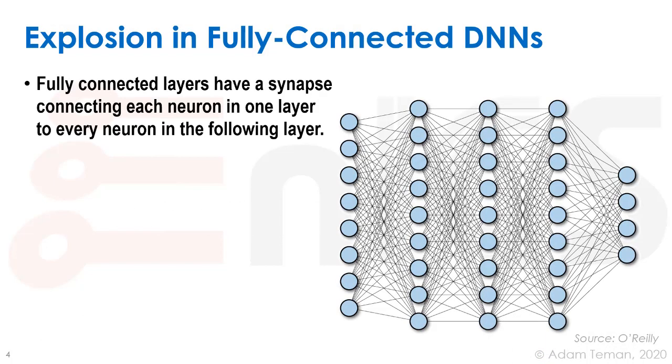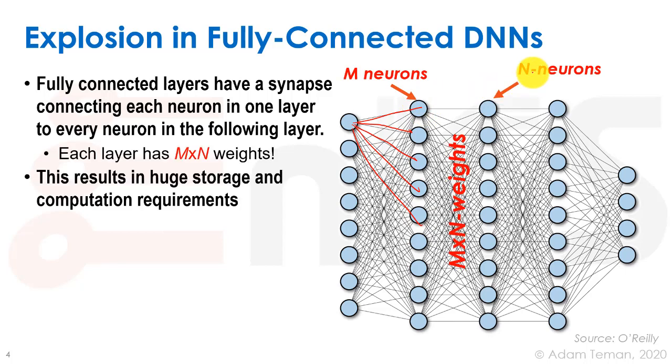So remember, we have this explosion in fully connected deep neural networks. Fully connected layers have a synapse connecting each neuron in one layer to every neuron in the following layer. So we see that this neuron is connected to all of these neurons, right? If we have one layer that has m neurons and a second layer that has n neurons, we get a huge number of weights, m by n weights in each layer. So this layer has m times n weights, which becomes a huge number. It results in huge storage and huge computation requirements because we have to multiply in each one of those.